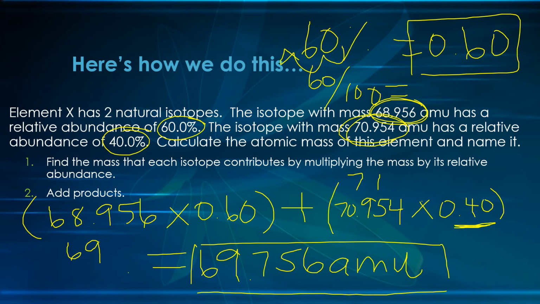Now the last thing that we want to do is identify who this element is. So I want you to take a look at the periodic table and see if you can find an element whose average atomic mass is close to 69.75. Now I don't see exactly 69.75, but I do see 69.723. So I'm going to call this element gallium, Ga.